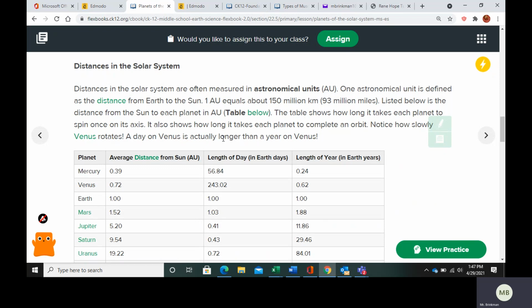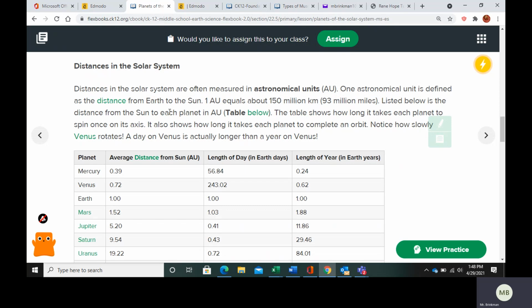Distances in the solar system are going to be measured in astronomical units because we cannot measure them in inches or miles or kilometers because they're just too big of distances. So 1 astronomical unit is going to be defined as the distance from Earth to the Sun. So the distance from the Earth to the Sun is going to be 1 astronomical unit. So an astronomical unit is about 150 million kilometers or 93 million miles. So you get why we use astronomical units.